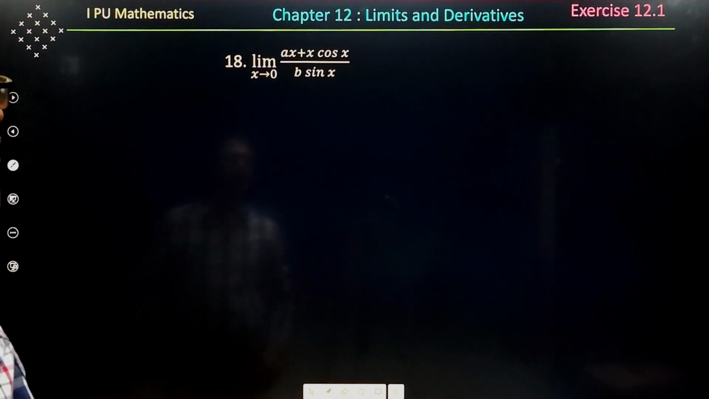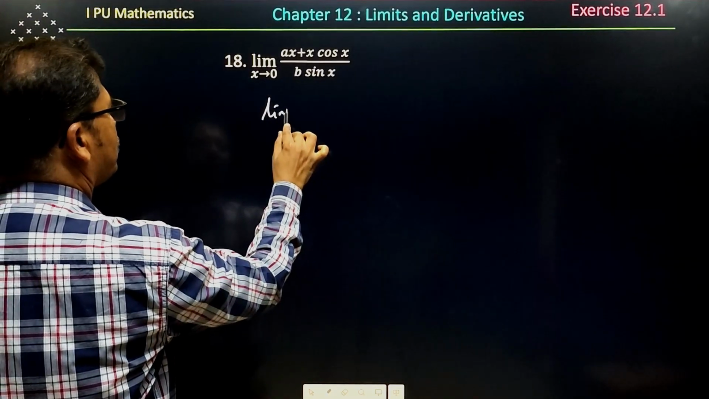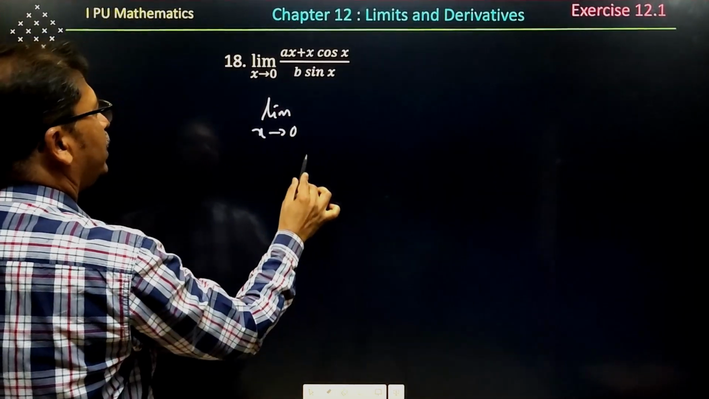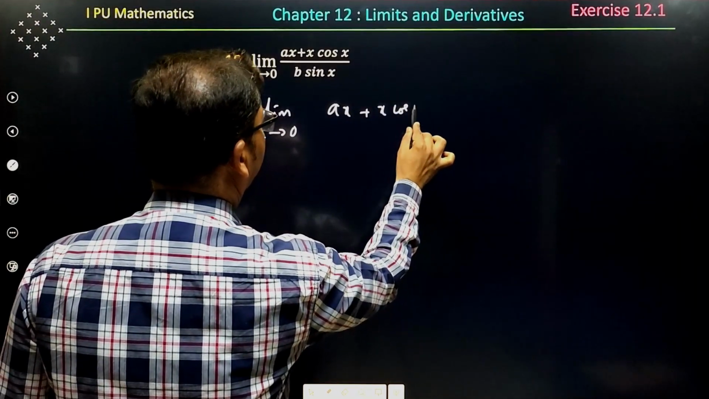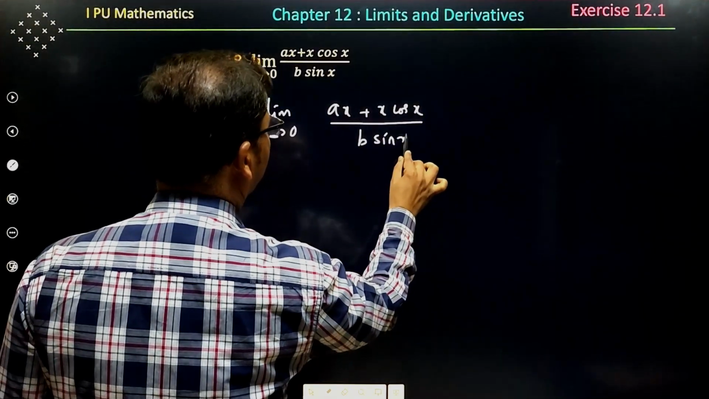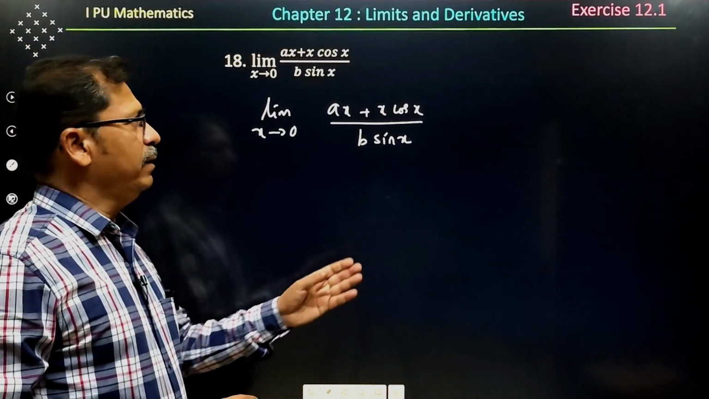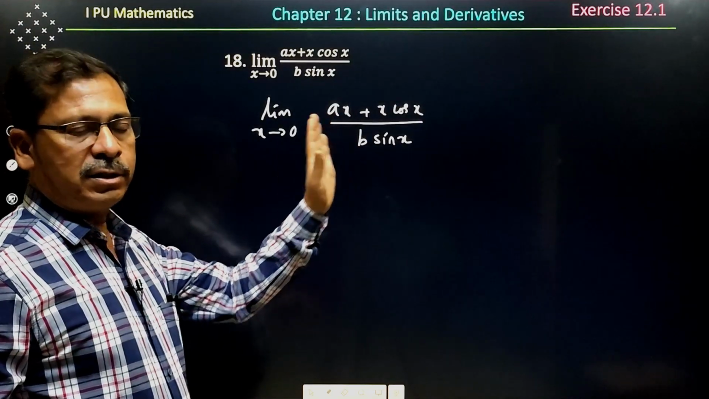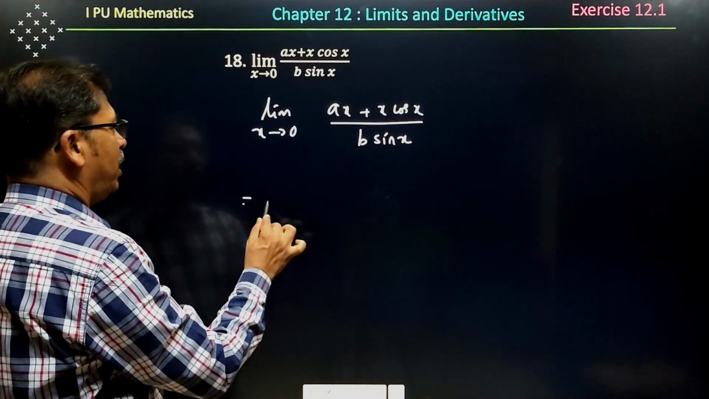Now let me continue to the next example. That is, limit x tends to 0, ax plus x cos x divided by b sin x. This is the given problem. If you observe the problem carefully, in the numerator it is found that x is common and that can be taken outside. Do that. Let us see what happens.